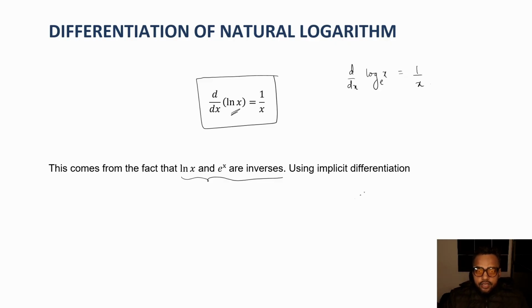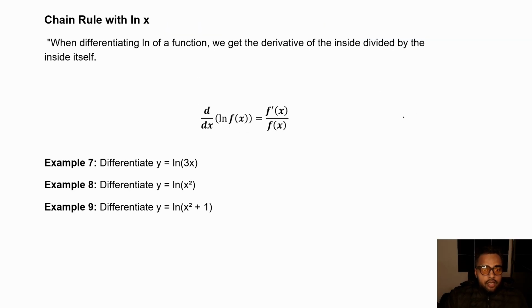But for now, you know that for differentiation of logarithmic form of x with base e, the natural logarithm of x will be 1 by x. Now for the chain rule with ln x, whenever you are differentiating the log of a function with the natural logarithm, the derivative of the inside is divided by the inside itself. It means whatever you are differentiating, first you need to differentiate the function, and the denominator will be the function. For example, I'll take an example for you.